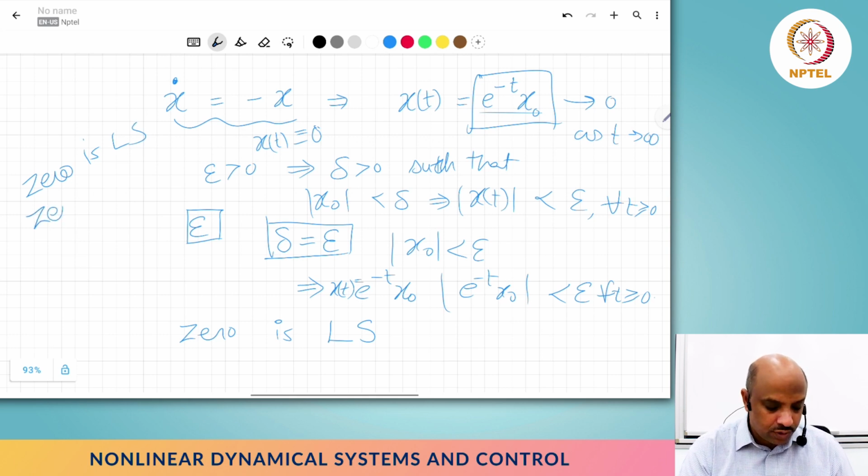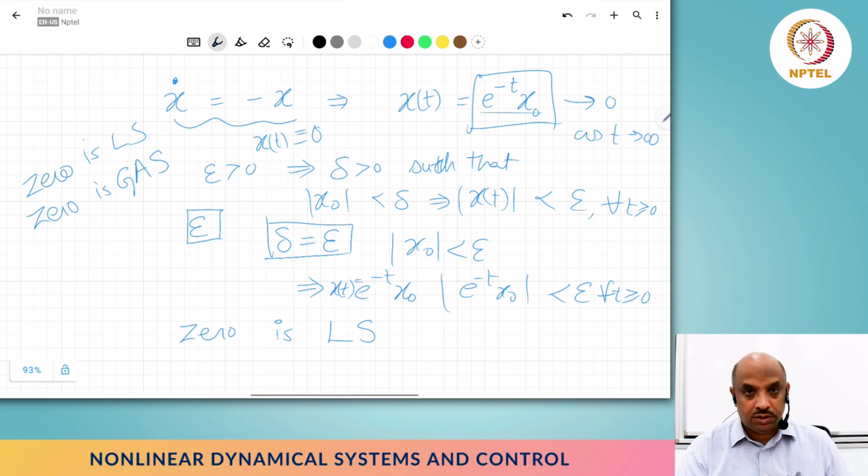0 is convergent, right? So we have global convergence and Lyapunov stability. So that gives us a globally asymptotically stable notion of the equilibrium point. And of course, this is also globally exponentially stable. How do I know that?